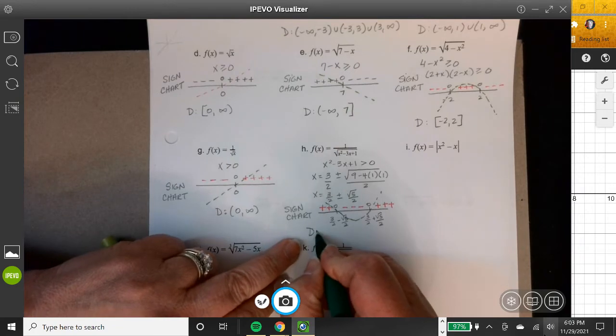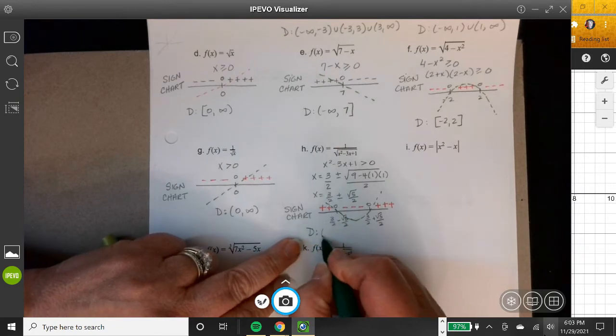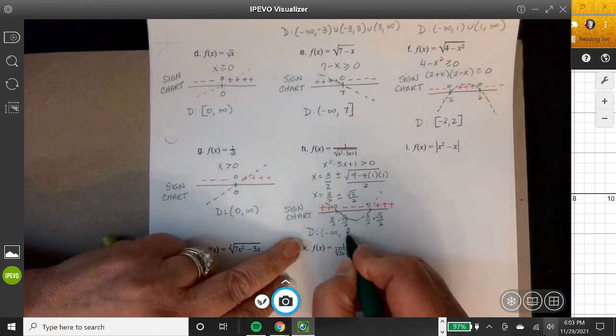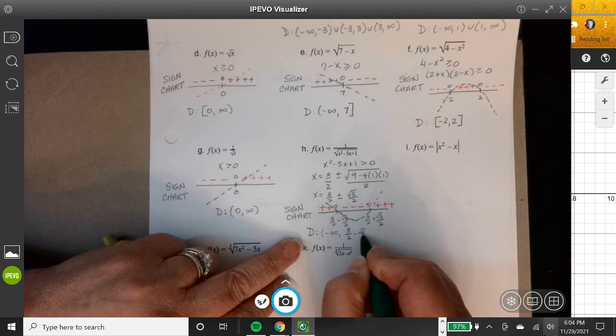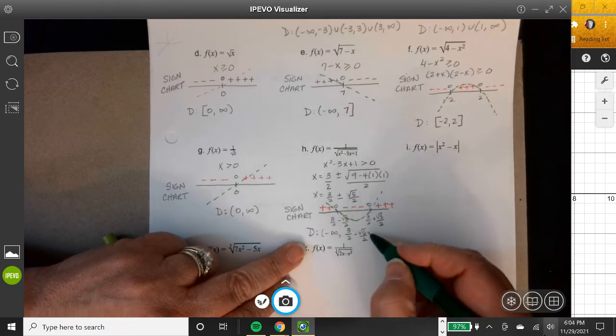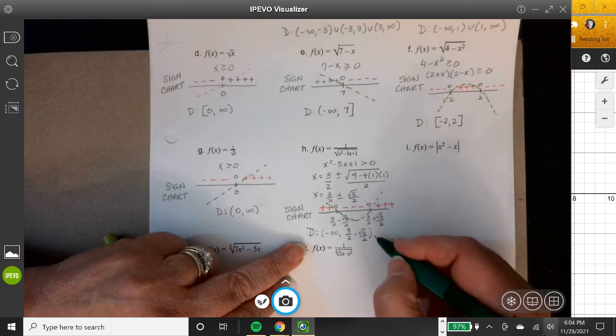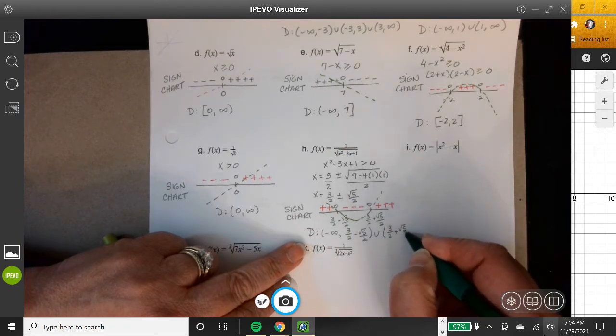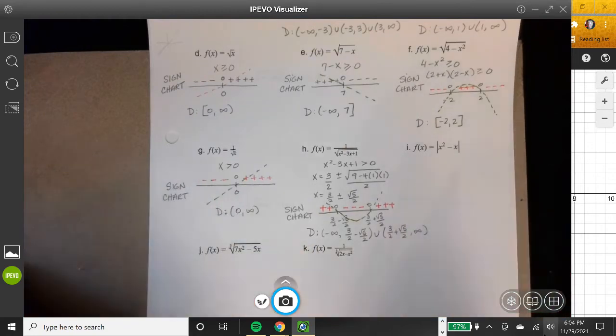So the domain here is going to be negative infinity to 3 over 2 minus root 5 over 2. And this is exclusive because I can't be 0 in the denominator. Union 3 halves plus root 5 over 2 to infinity. So that's our domain for that one.